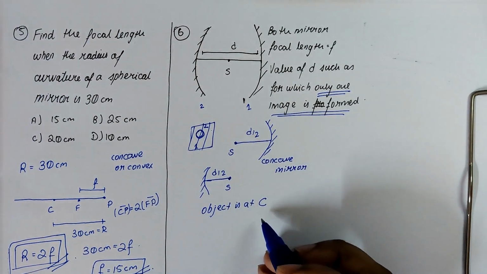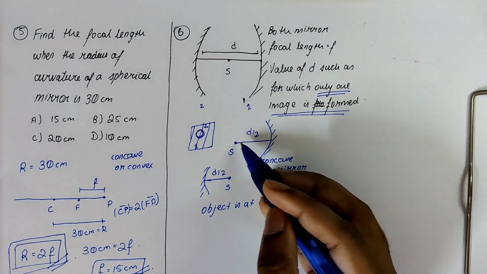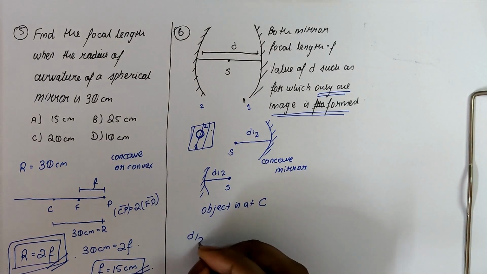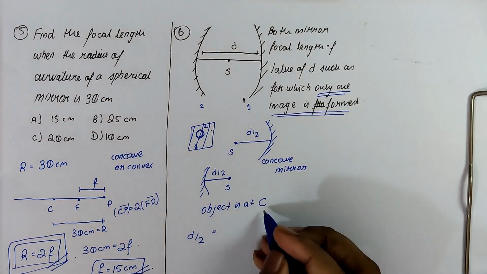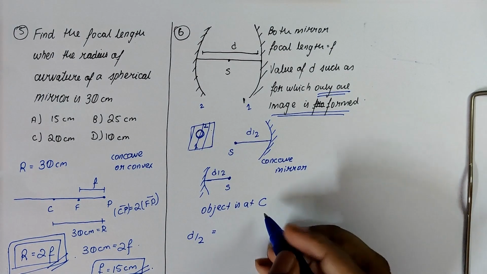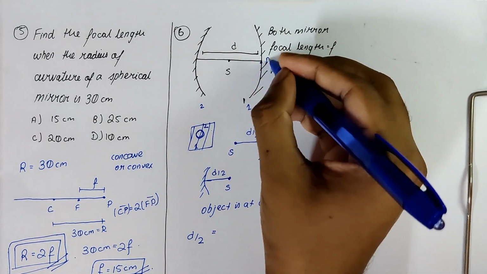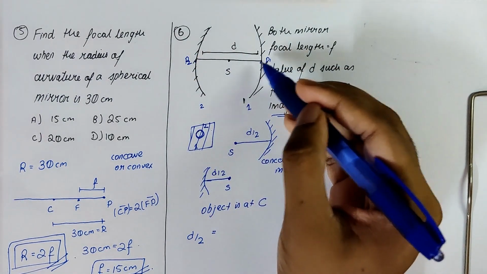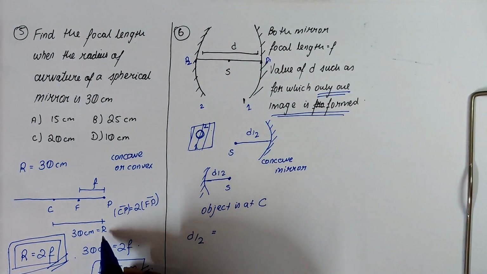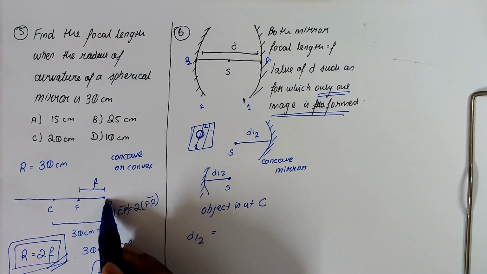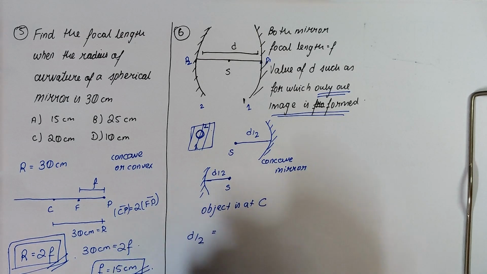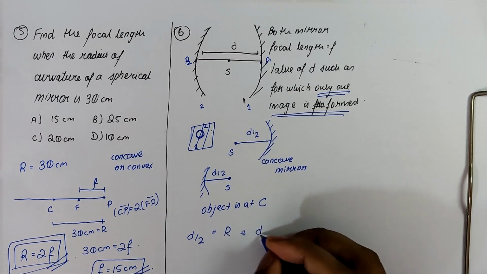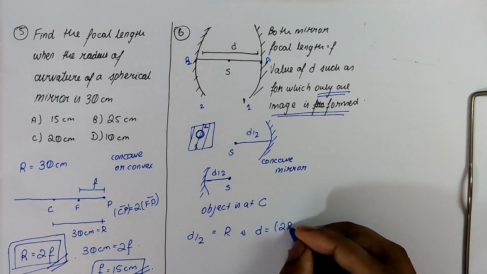So when the object is at the center of curvature, the image will be formed at the same place. So D by 2 is equal to the center of curvature. So the distance between the pole P1 or even P2, the distance between P1 to S is going to be R. If you notice in this problem, the pole to the center of curvature distance is equal to R. So we can get the formula D is equal to twice the radius of curvature.